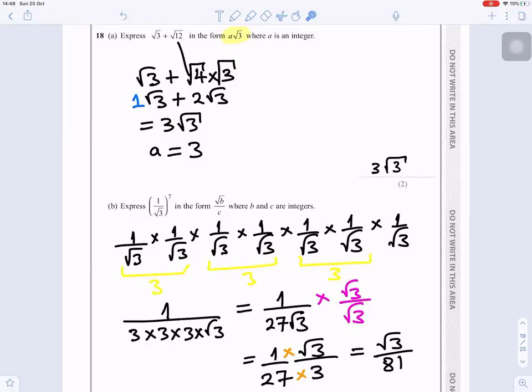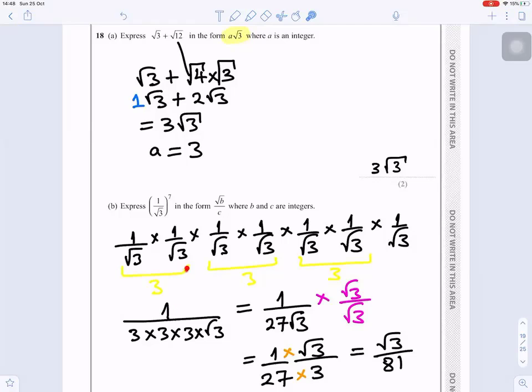Part b. Express 1 over root 3 to the power of 7 in the form root of b over c, where b and c are integers. So we want to write 1 over root 3 7 times. So 1 over root 3 7 times is like that. 1, 2, 3, 4, 5, 6, 7. Multiply it 7 times. Now, 1 times 1 times 1, 7 times, is 1. So the numerator is 1.